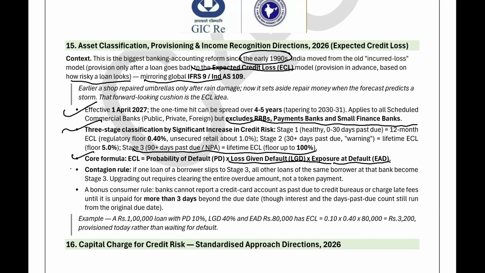So what the contagion rule is telling, I'm not going to repeat it. Just understand that it is a bonus rule, more than 3 days. So understand all these things, and this is all about it. Understand the effective date, what the spread is, which banks were included, which banks were excluded, what more than 3 days means, right? This is only important for your prelims, and the heading is important.